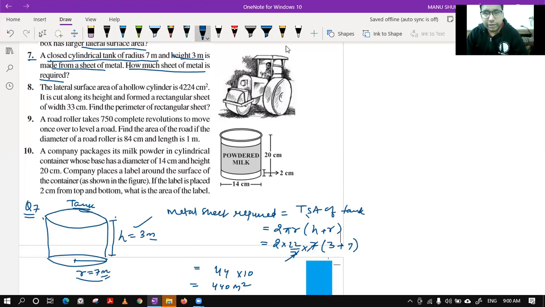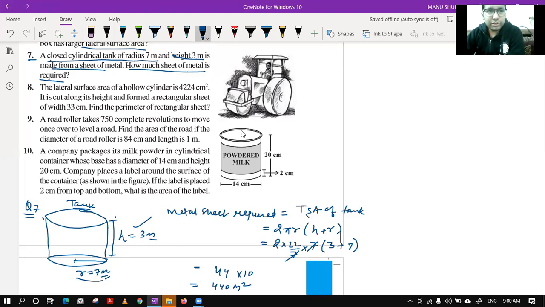now let's take question number 8, the doubt of Soham. The lateral surface area of a hollow cylinder is 4224 centimeter square. It is cut along its height and formed a rectangular sheet of width 33. Find the perimeter of the rectangular sheet. It's very simple. Let's see. Again, we have to find the story behind this.